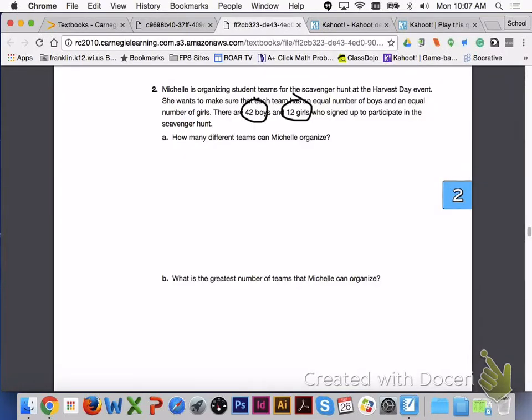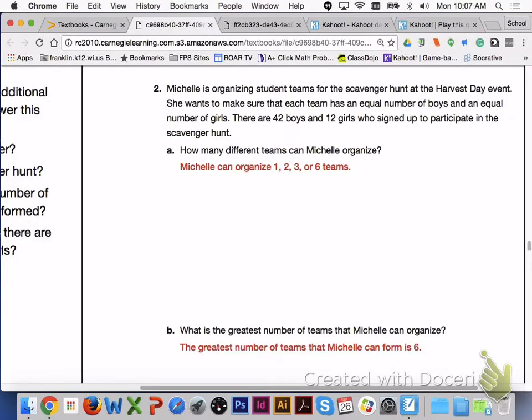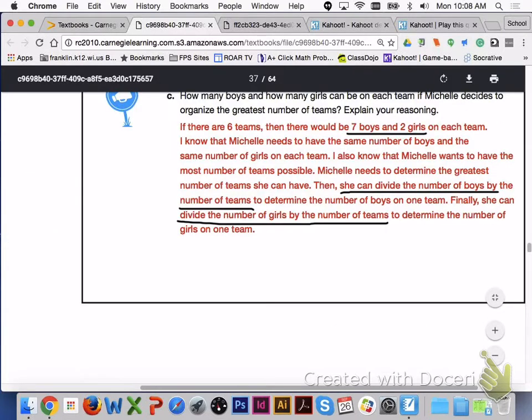Let's turn to page 71 and take a look at number 2. I would like you to answer letters A, B, and C with your group members. Number 2, letter A: Michelle can organize 1, 2, 3, or 6 teams. For letter B, the greatest number of teams that Michelle can form is 6. For letter C, if there are 6 teams, then there would be 7 boys and 2 girls on each team. Michelle can divide the number of boys by the number of teams to determine the number of boys on one team, and she can divide the number of girls by the number of teams to determine the number of girls on one team.